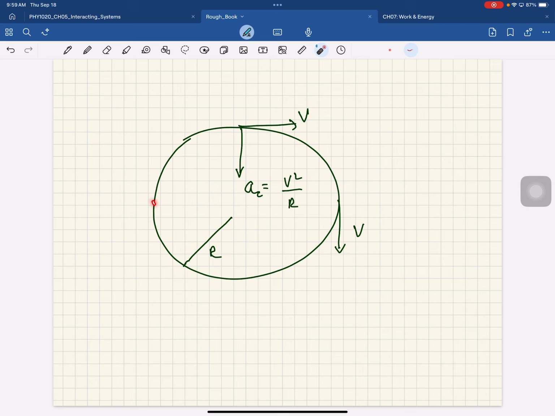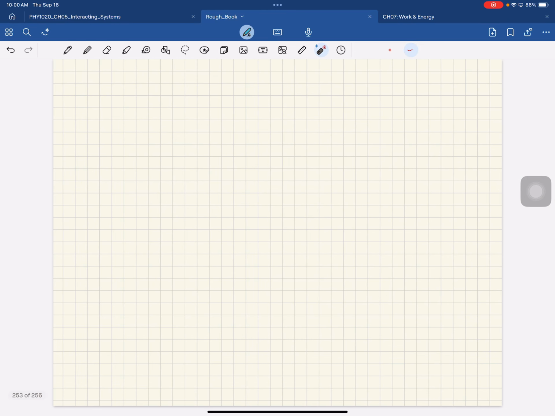You guys know that it's hard to make a sharp turn. That's because to make a sharp turn, R is smaller. When R is smaller, acceleration is greater, so you need greater forces to make the turn. Whenever you're going on a circular path, you need a force acting towards the center. Now let's apply this to roller coaster rides.